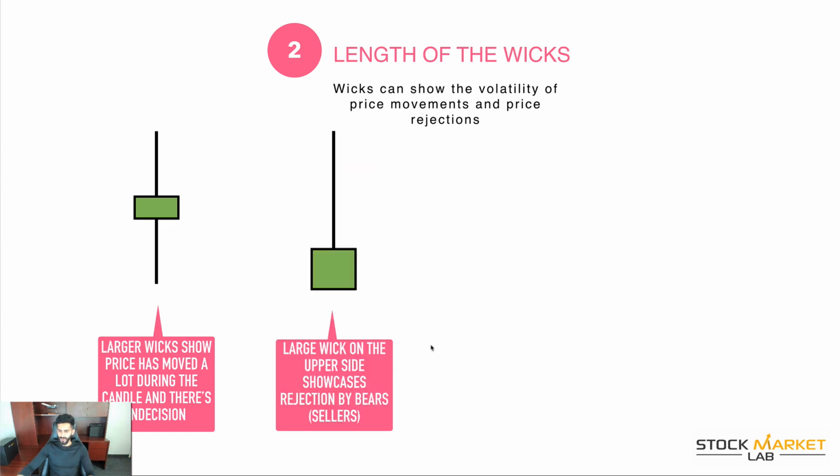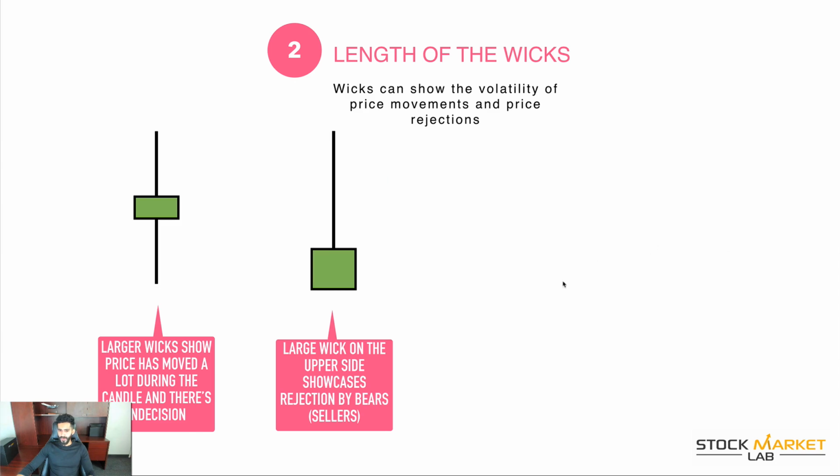If you look at this example, large wick on the upper side showcases rejection by bears. Bears meaning sellers. So you can see the stock tries to go up and sellers rejected and brought the price down. So if you look at the strength between bulls and bears, you can see bears rejected it and bulls stepped in. If you're still a little confused, just stay the course, watch the video till the end. I promise it's going to start clicking a little bit more.